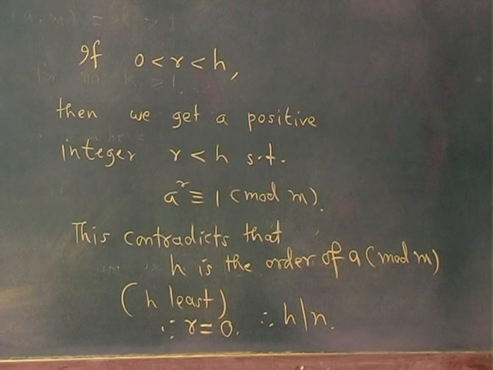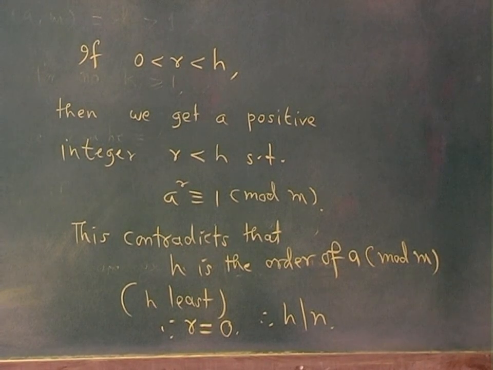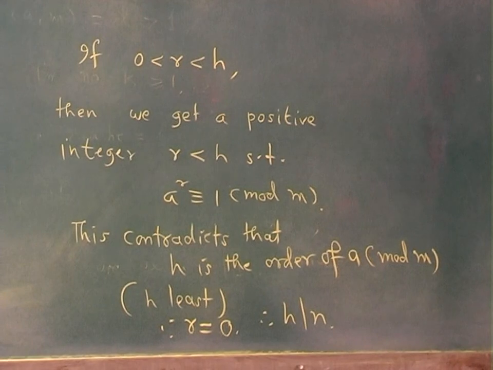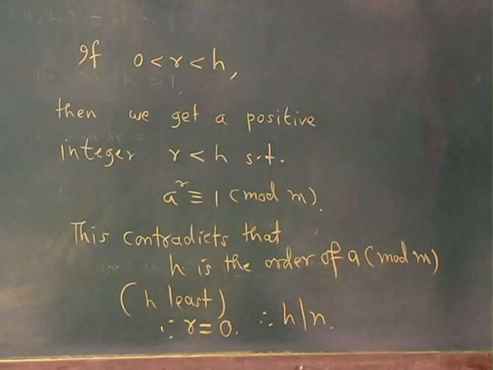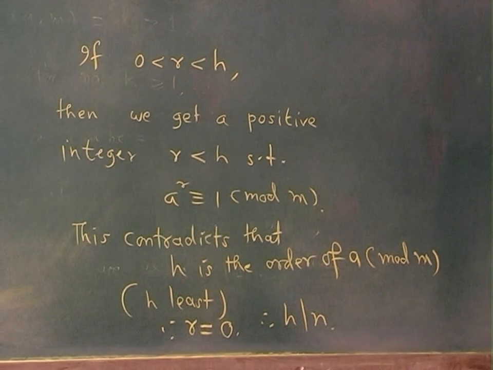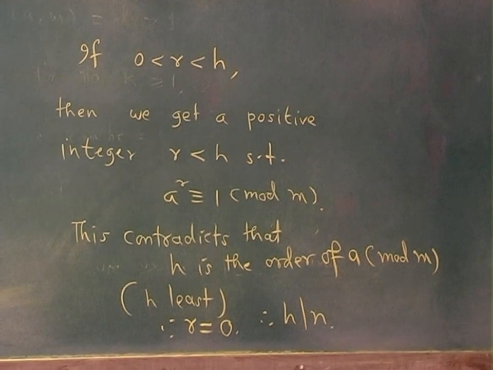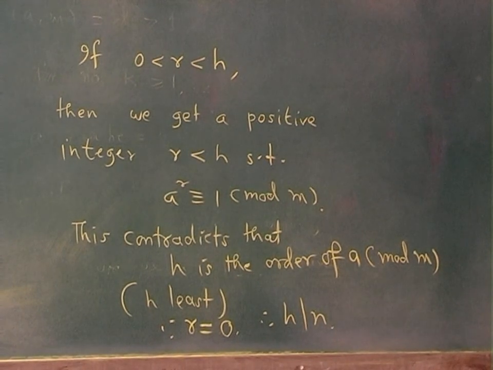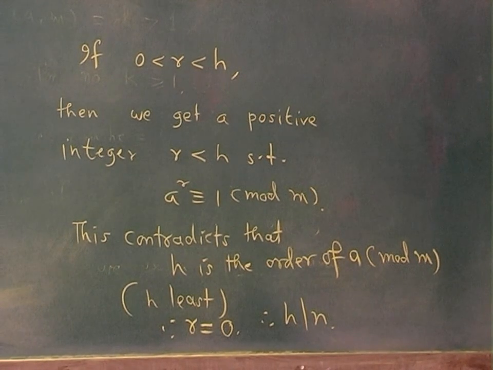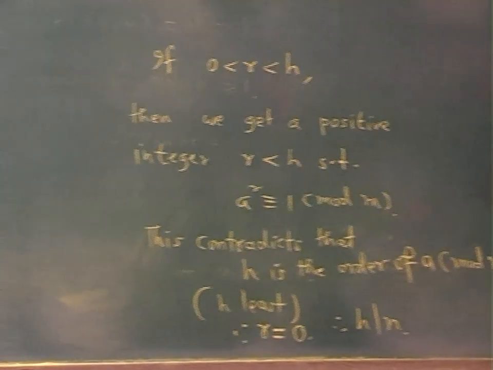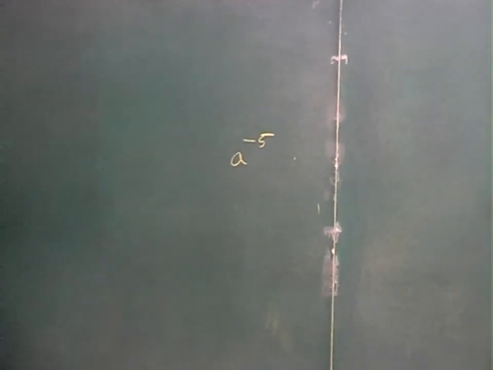You can think of negative integers n for which a raised to n is congruent to 1 mod m, and such negative integers you can easily see also have this property that h divides n. What's the negative power of a? A raised to minus 5, for example, means a inverse raised to 5. You can understand it that way.